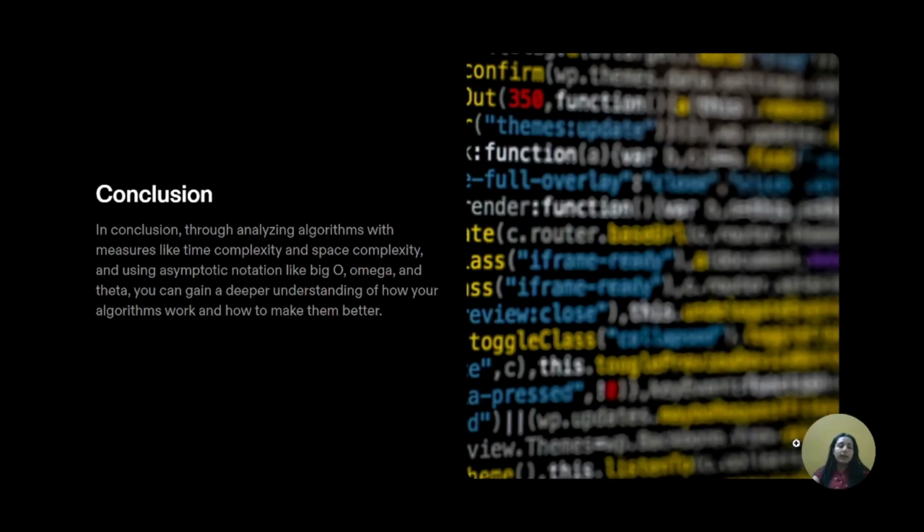Conclusion. In conclusion, through analyzing algorithms with measures like time complexity and space complexity, and using asymptotic notations like big O, omega, and theta, we can gain a deeper understanding of how our algorithms work, and how to make them better.